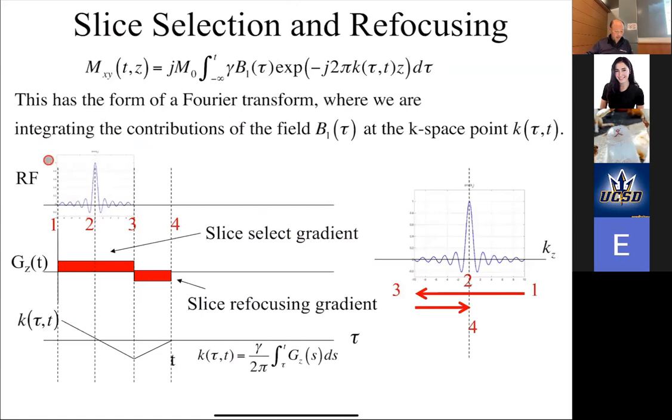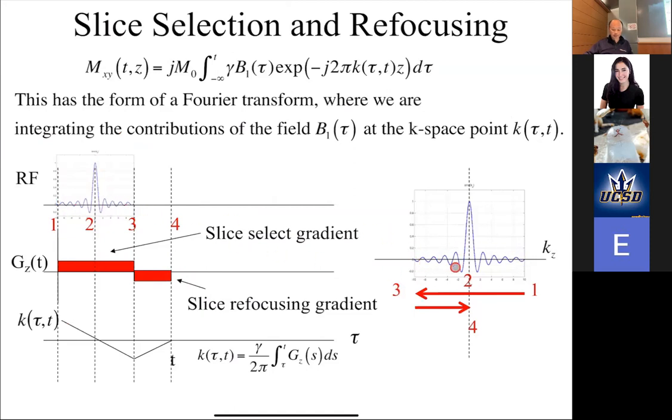So for example, in this case, the only tricky thing is you have to work backwards. At this point, if I think about this gradient area, if I go backwards, I'm at the center of k-space here, right? If I think about integrating it backwards, okay? And so in terms of k-space, this is the center of k-space. And this is saying the RF pulse is depositing the most energy at the center of k-space, okay? And this puts energy out here in k-space, and this puts energy out here in k-space.